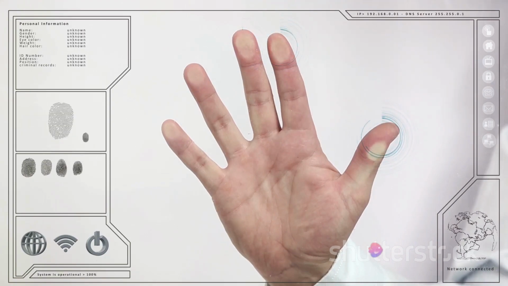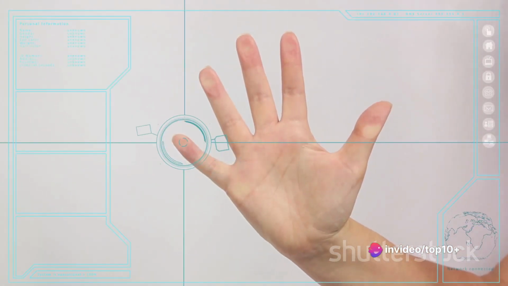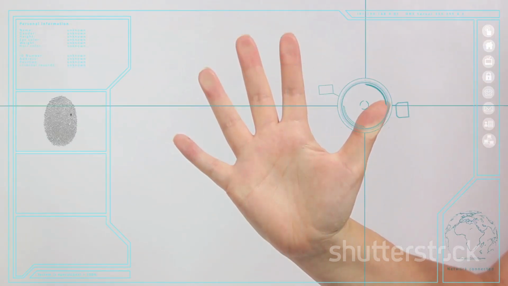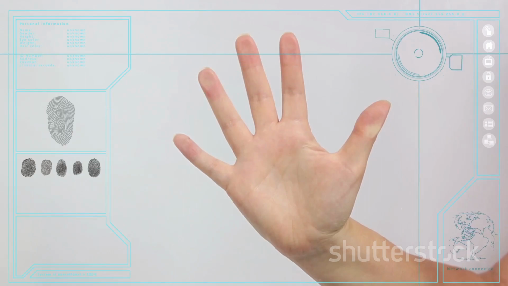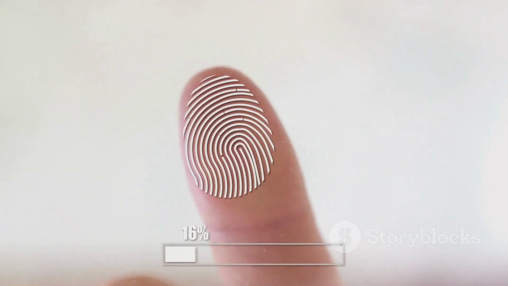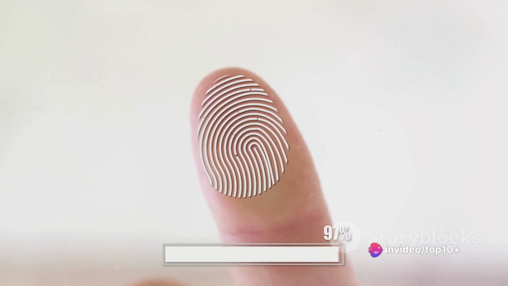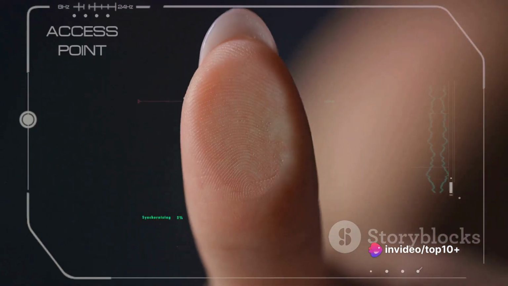The ridges of your fingerprint being closer to the sensor allow more current to flow and are detected as higher electrical charge. The valleys, being further away, allow less current to flow and are detected as lower electrical charge. This variation in charge creates a map of your fingerprint's unique pattern. Each sensor type has its benefits.